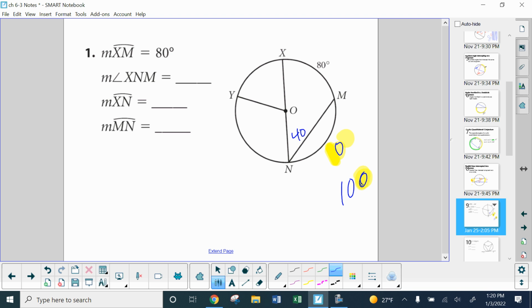So let's see if we can answer some questions. Angle XNM is 40 degrees. Arc XN, that's a semicircle, so that's 180 degrees. And then arc NM is 100 degrees. Questions on that? All right, next one.